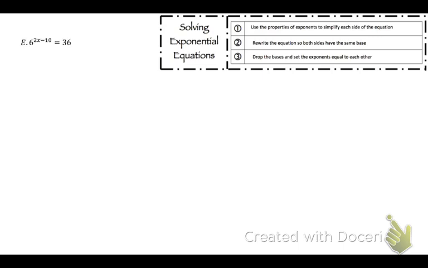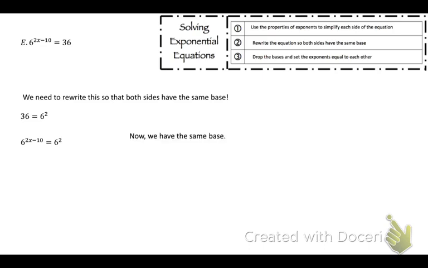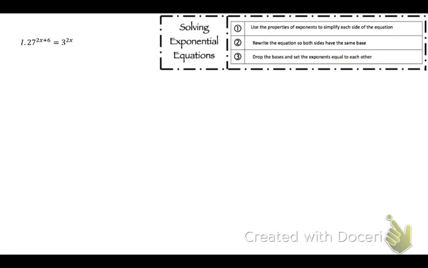So we have 6 to the 2x minus 10 equals 36. Now we don't have any exponent properties that we have to deal with, but we do need to rewrite that 36 so it has a base of 6. So we have to think, 6 to what power equals 36? Well, it's 6 to the 2nd power. So we're going to have 6 to the 2x minus 10 equals 6 to the 2nd power. Now we have the same base, set them equal to each other, so 2x minus 10 equals 2. Add that 10 over, 2x equals 12, divide by 2, x equals 6. Sweet?